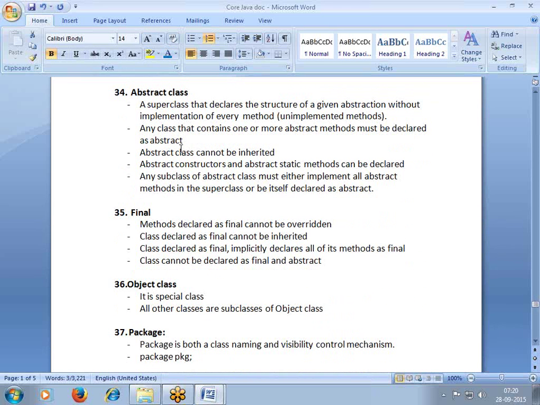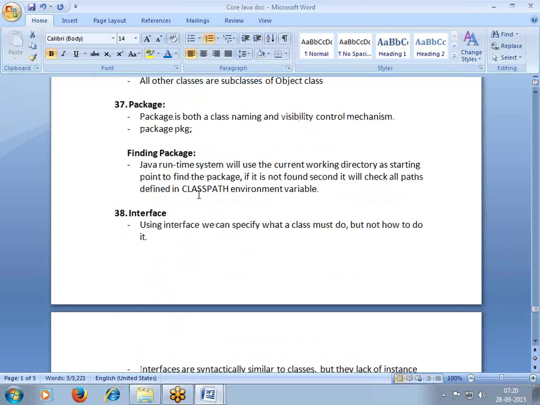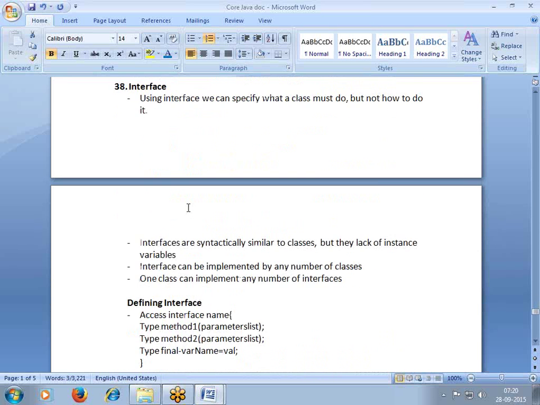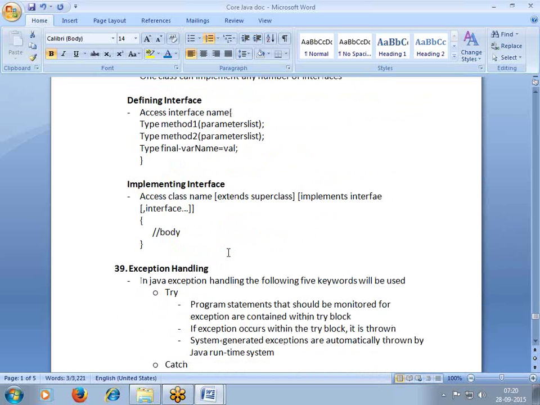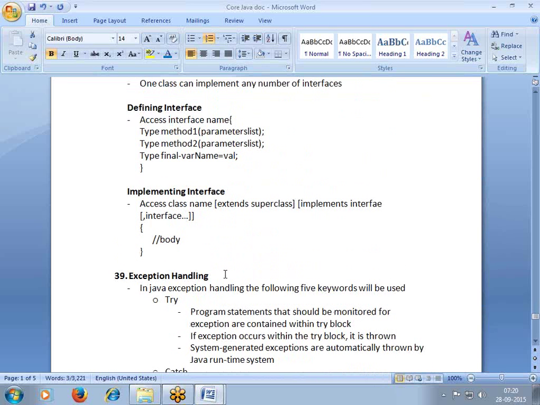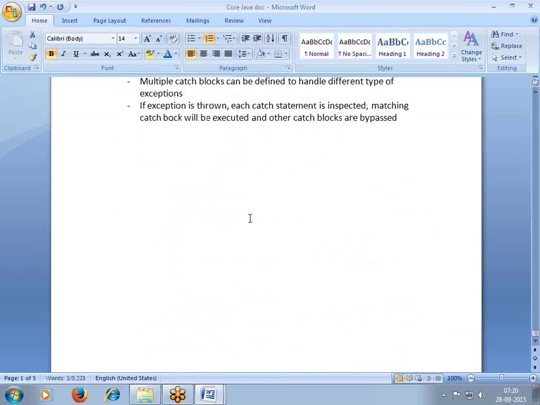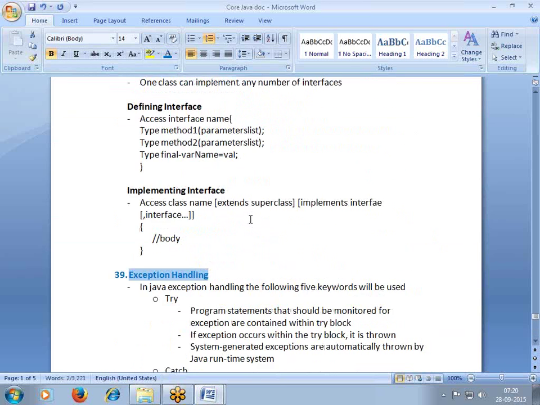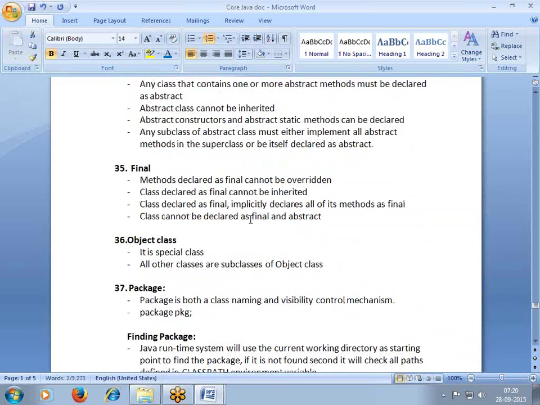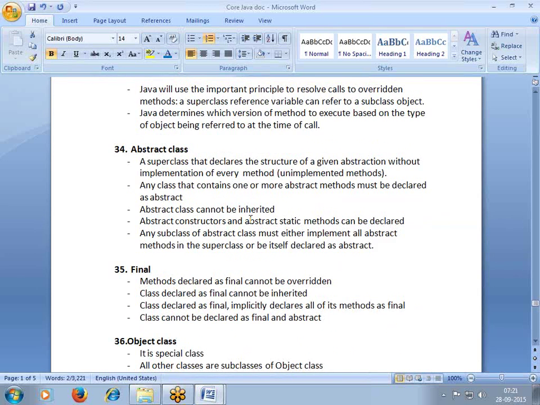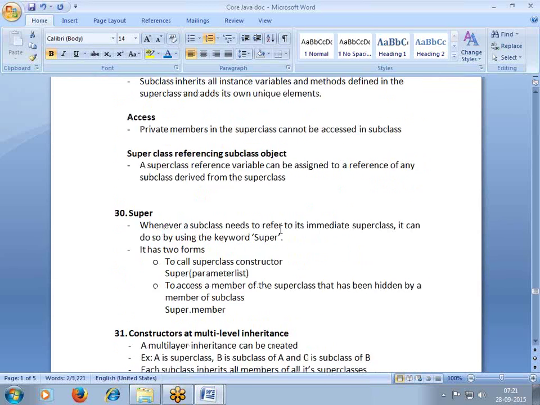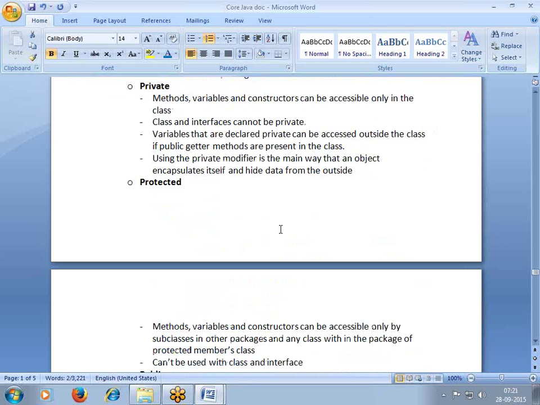Abstract class, all these things, we don't use much. Package, interface, these things we don't use very much in Selenium scripting. Exception handling, it is important. So these are the important topics that we should have a good understanding of. Clear? Okay, sir.